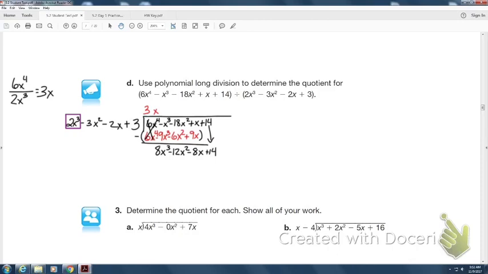Okay, so now just start over. Instead of this one, now I'm working with this and this. 8x cubed divided by 2x cubed is what? Now just do the same thing over again. So 4 times 2x cubed is what? 4 times negative 3x squared. 4 times negative 2x. 4 times 3. Plus 12.